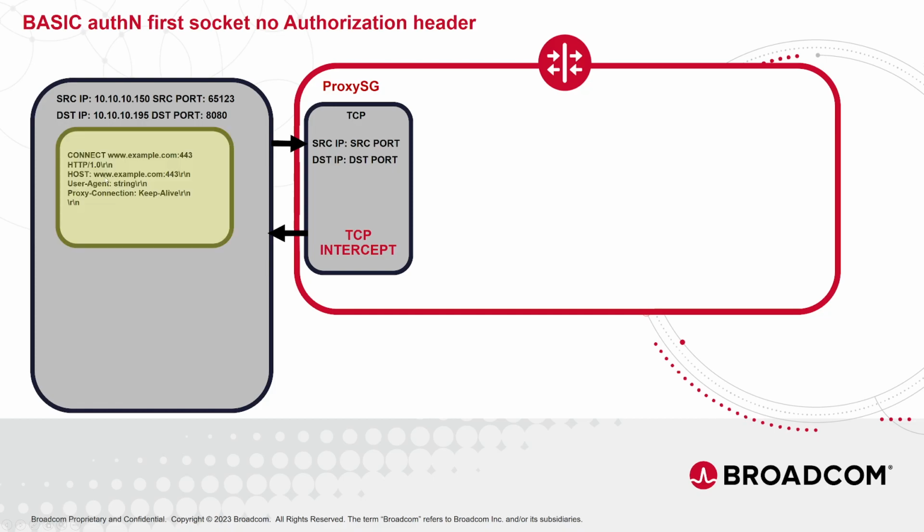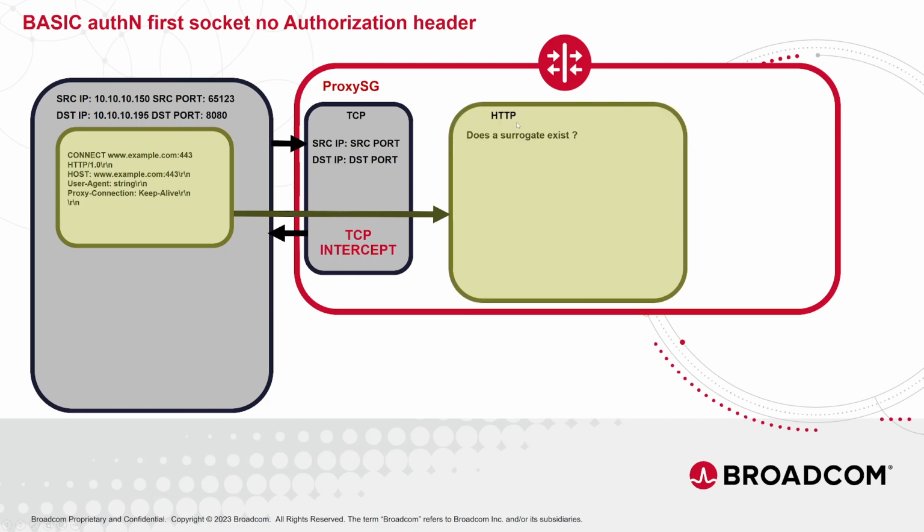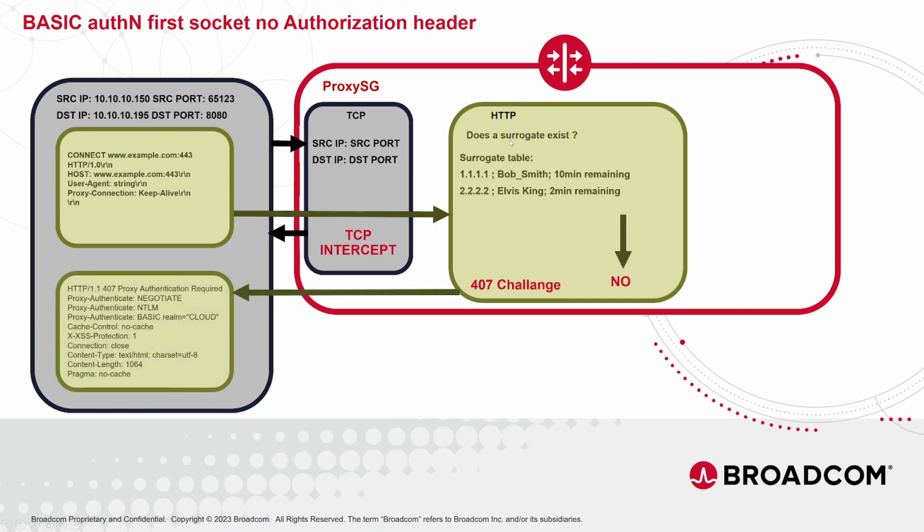Client sends the connect. That's going to look something like this. The two mandatory lines are just the first two. The connect and the host. The user agent string is not mandatory, neither is the proxy connection keep-alive header. It hits the proxy on HTTP proxy, and the proxy goes, okay, do I have an existing surrogate in my surrogate table?